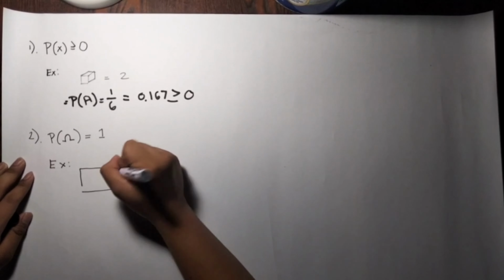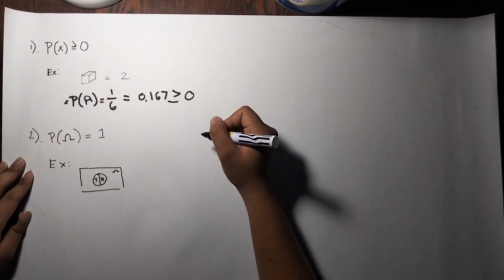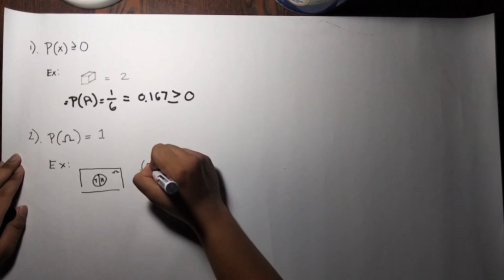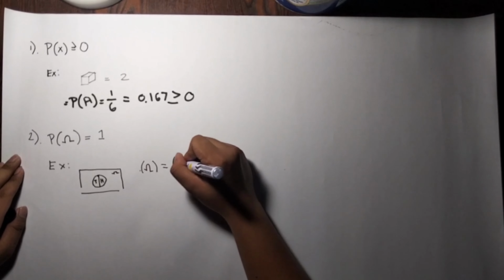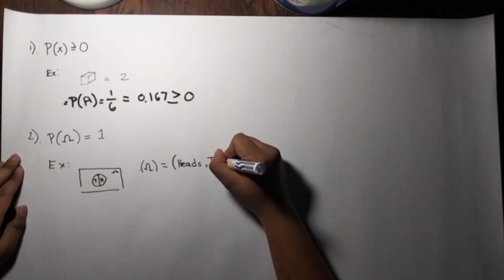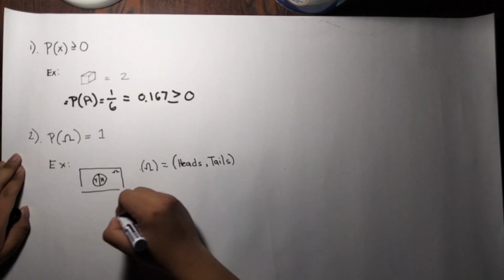For example, if you flip a coin, omega is equal to heads and tails. The probability of heads plus the probability of tails is equal to 50% plus 50%, or 0.5 plus 0.5. If I add them both, it will always equal 1.